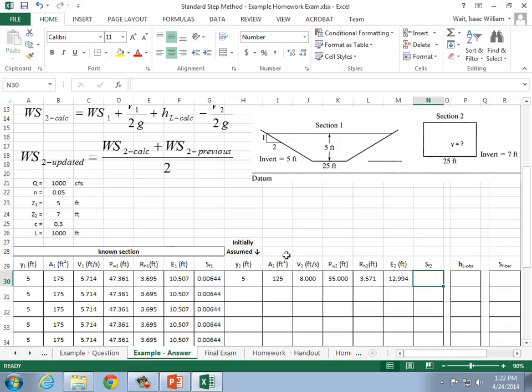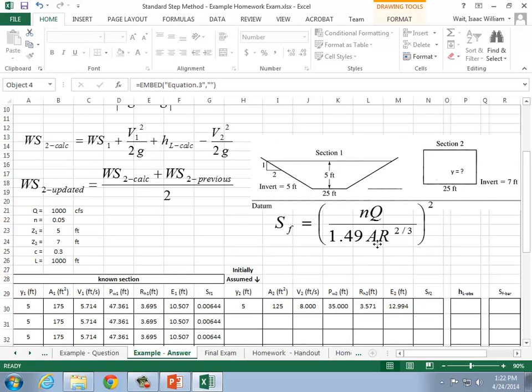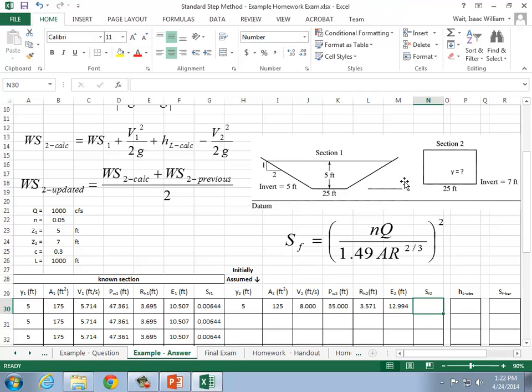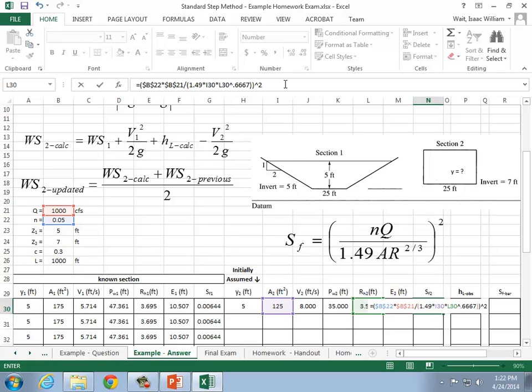And now I'm going to calculate the slope of the energy grade line at 2 based on this guess of the depth. Okay, so writing Manning's equation for the known n, the known flow rate, and then 1.49 times the area that's dependent on whatever this guess of depth is, times the hydraulic radius to the power of 0.6667, 2/3 power. And then all of that is squared. So that gives us Manning's equation. We'll solve for the slope of the energy grade line just at section 2.